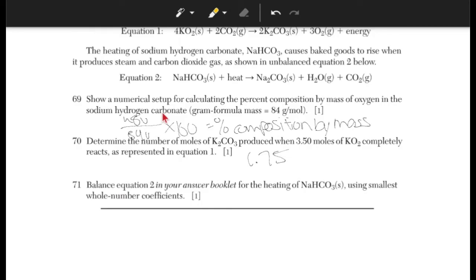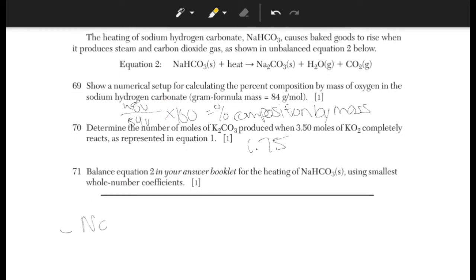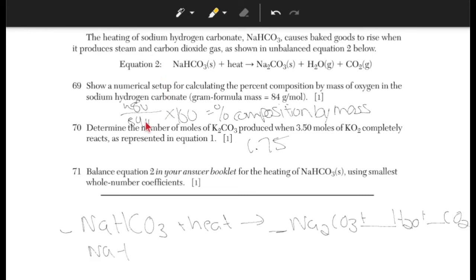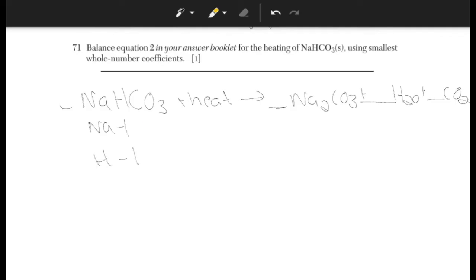Balance equation 2 in your answer booklet for the heating of NaHCO3 using smallest whole number coefficients. To balance an equation, there must be an equal amount of each element on each side of the equation. On the reactant side of the equation, there is 1 atom of Na, 1 atom of hydrogen, 1 atom of carbon, and 3 atoms of oxygen.